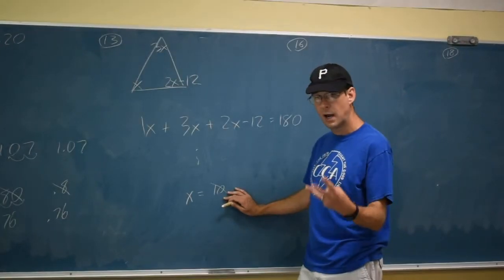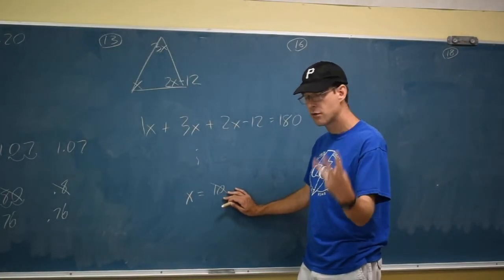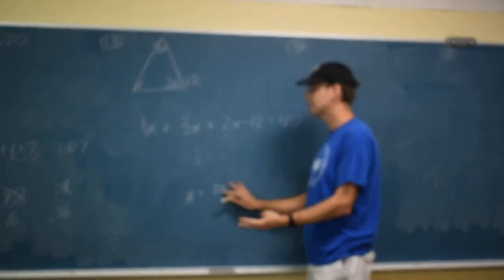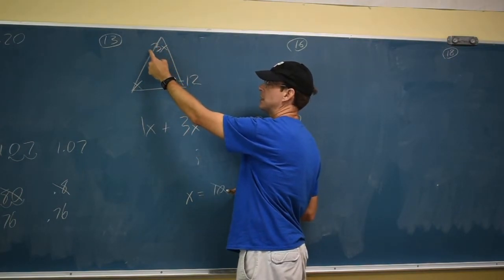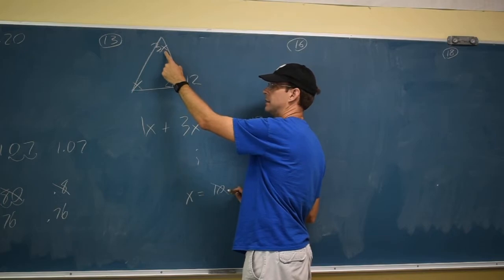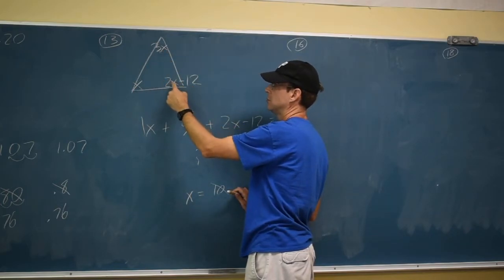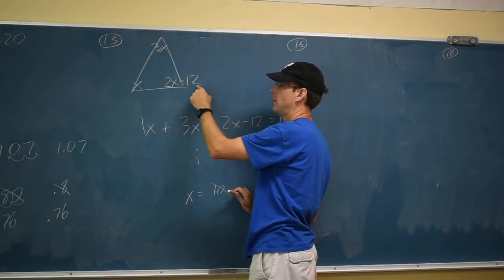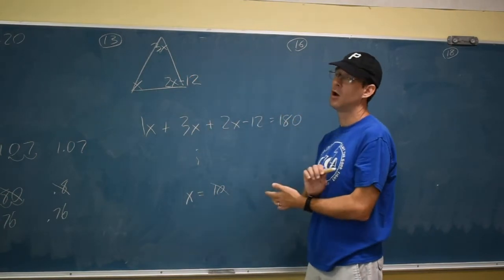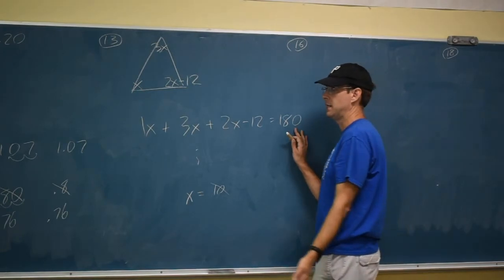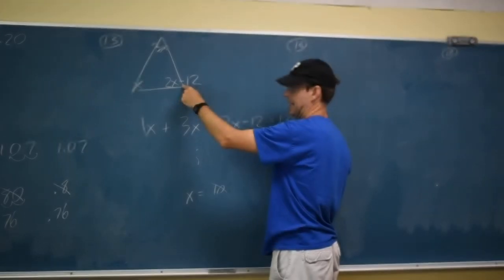Remember, our goal was not to get one answer. The goal was to get 3 answers. So if you get an x of 10, that's telling you what this corner is. That's 10. To figure out this corner, we have to do 3 times 10. That would be 30. To do this corner, we go 2 times 10 is 20 minus 12, that's 8. That's clearly a wrong answer because that adds up nowhere even close to 180 if we were dealing with a 10, a 30, and only an 8.